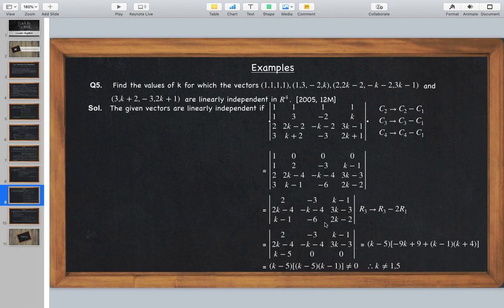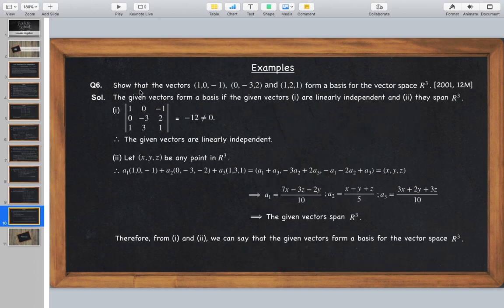Okay, and then we apply row operations to r3 to obtain 0 here, and here we apply r3 equals r3 minus 2r1, and then this is the determinant. This is (k minus 5) whole squared into (k minus 1). This should not be equal to 0 if these vectors are linearly independent. This means k should not be equal to 1 or 5.